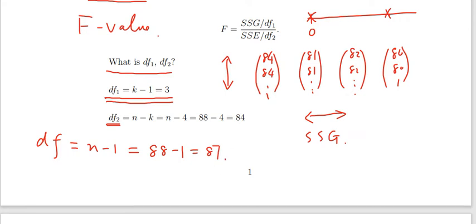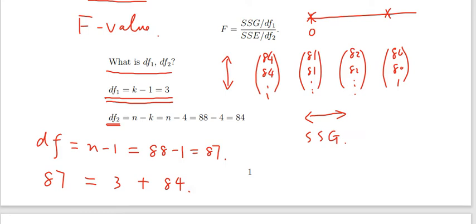Okay, so we know there's a degree of freedom. So 87, we put this 87. This splits into 2 parts. This is 3. So then this should be 84, right? So degree of freedom 84.